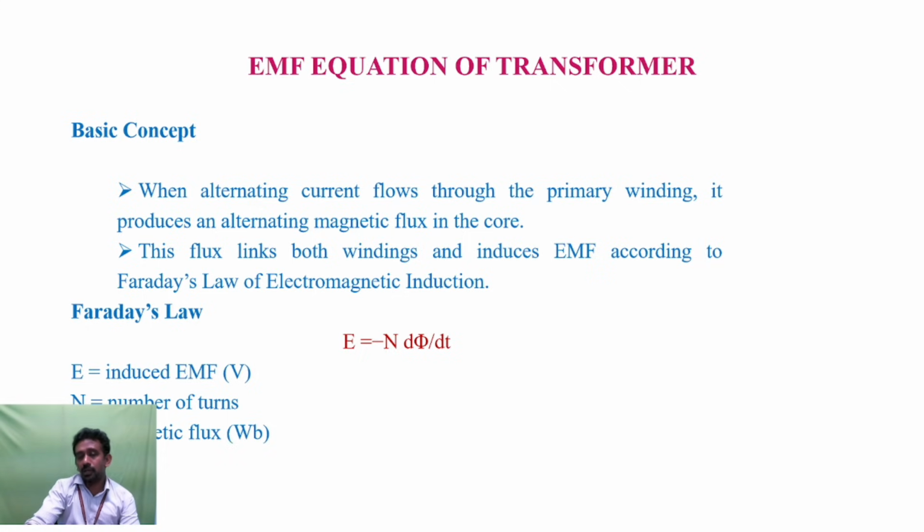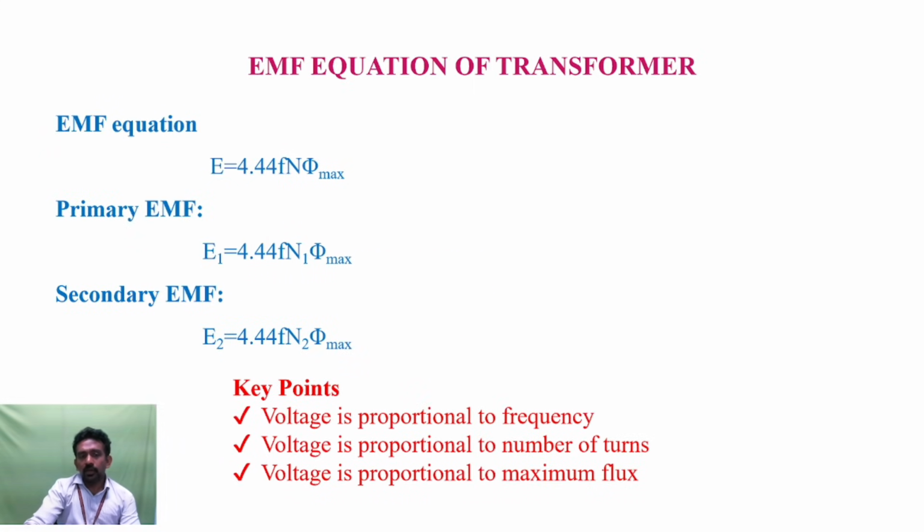Faraday's law of induction states that the induced EMF E is equal to the number of turns times the change in flux over time, and the entire term is negative. Here E is the induced EMF, N is the number of turns, and phi is the magnetic flux in Weber. So the EMF equation of the transformer takes this concept and this derivation.